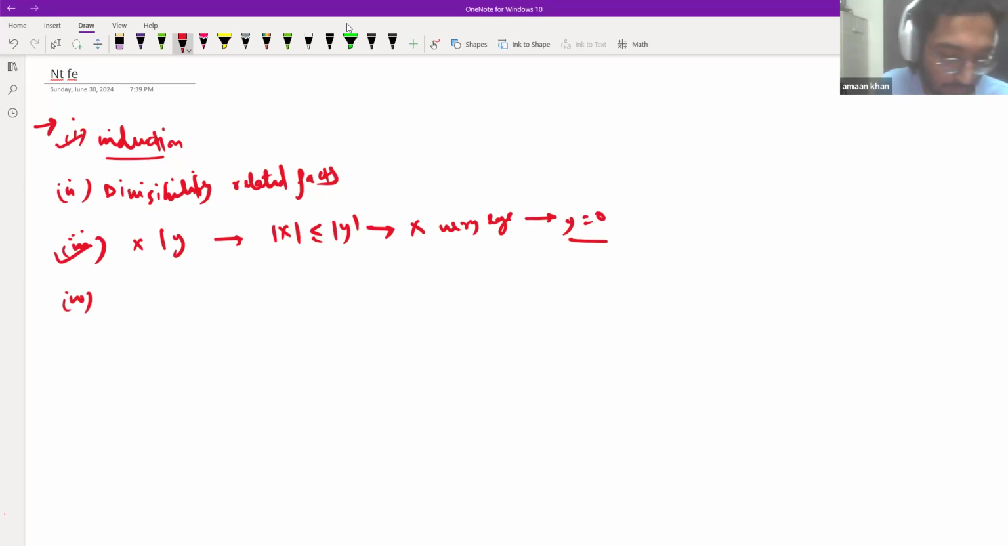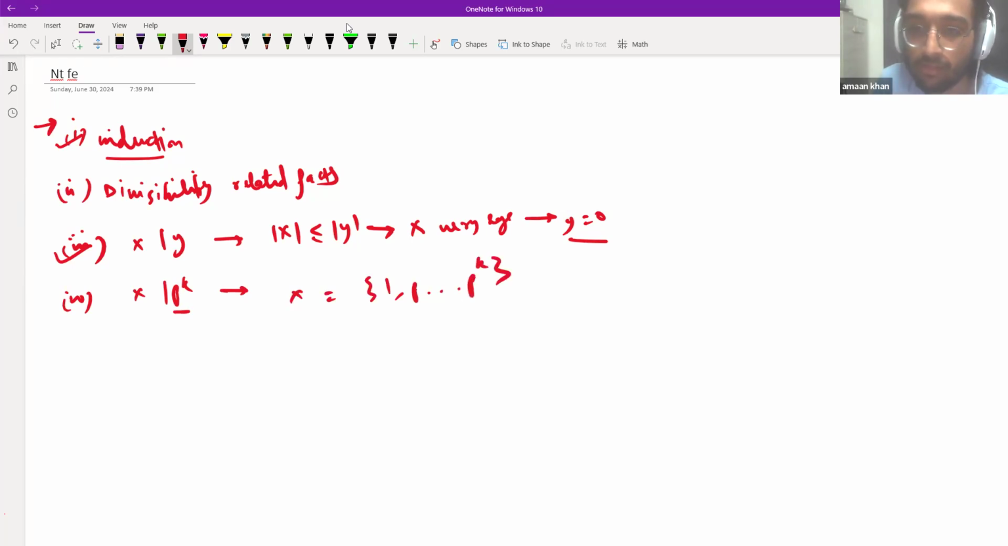Then you have stuff like suppose you have something dividing a prime power. Also in NTFEs, generally primes are very good numbers to work with, because if you have something dividing a prime power, you already know it can take only very few values, like it would only take values which are powers of that prime. So this is also very important.